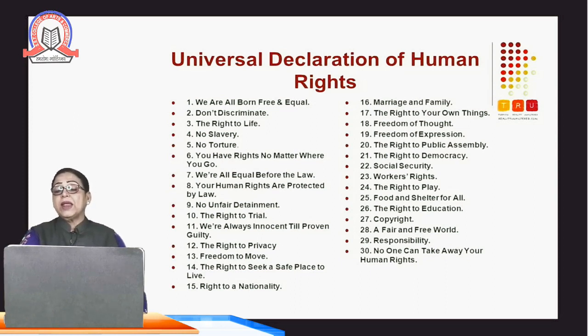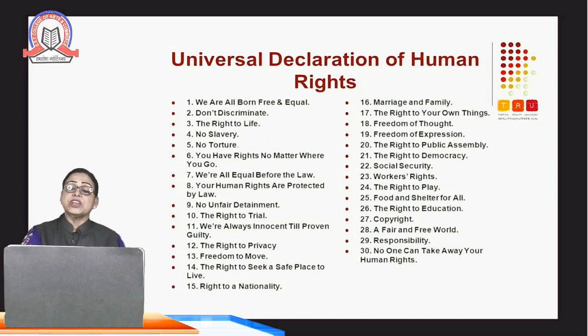Then the right to play. Yes, the right to play. Play here refers to playing fair, for sports, for anything, whatever opportunity comes the way. Food and shelter for all. It is a basic human right. They must get proper food and shelter. Let there be policies, and let freedom be given to people to choose their shelters.